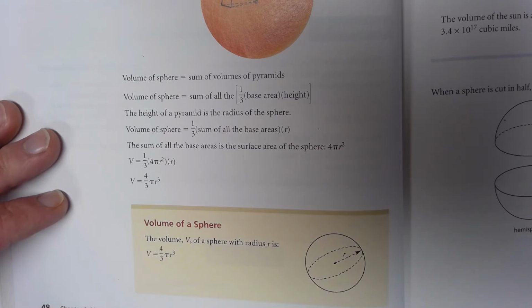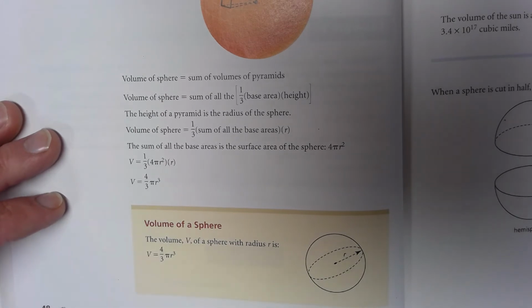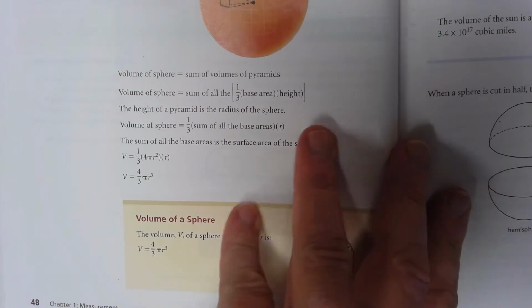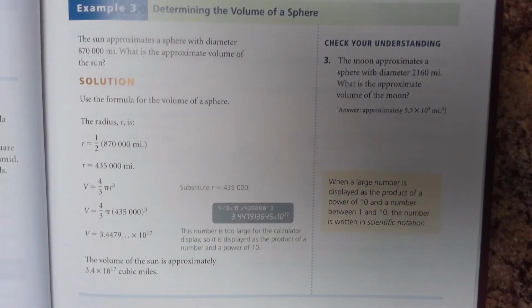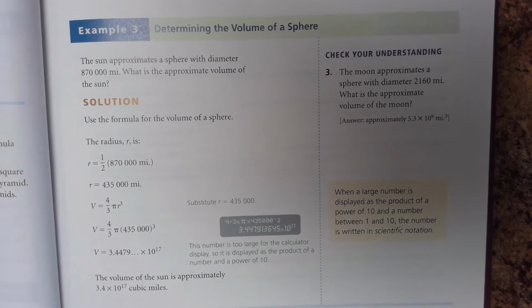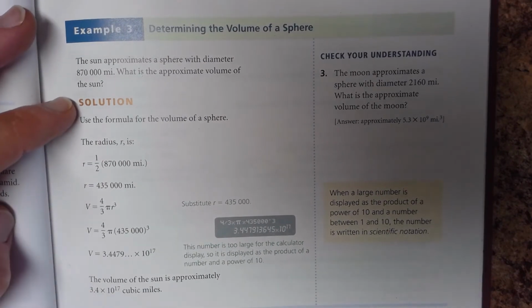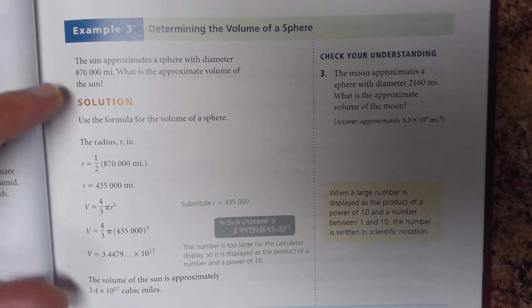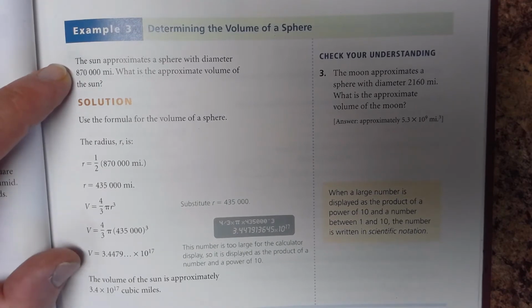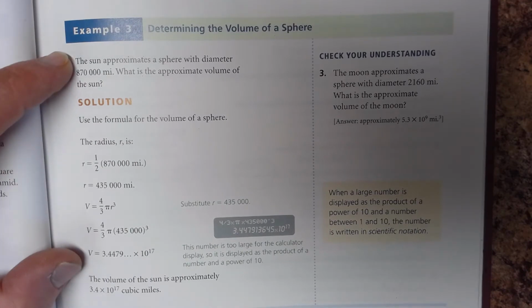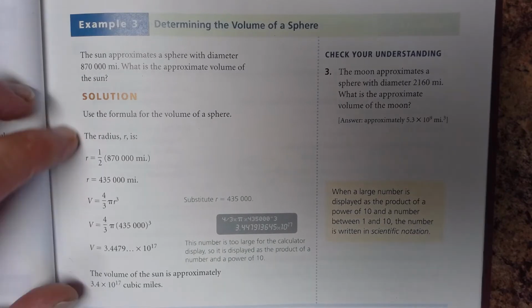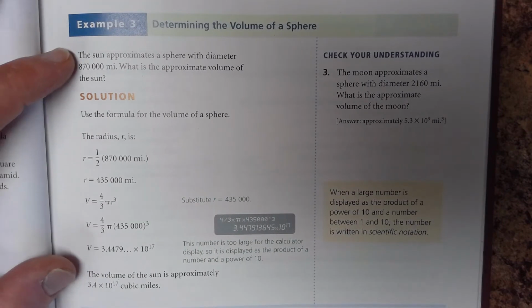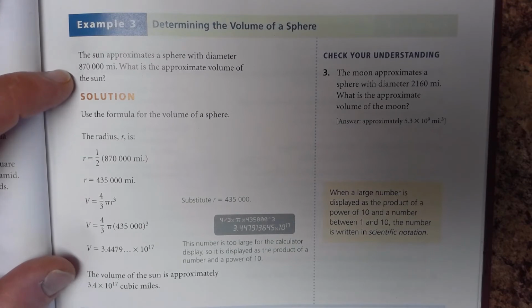3 times. And again, notice the 4 shows up in the formula again, and again we've got pi, dealing with the same old circle stuff as before, similar, except this time volume instead of surface area. So let's look at the 2 nice examples they're giving us here. The sun approximates a sphere with the diameter of 870,000 miles. What is the approximate volume of the sun?